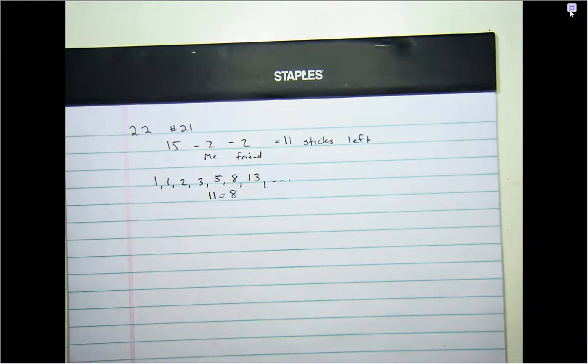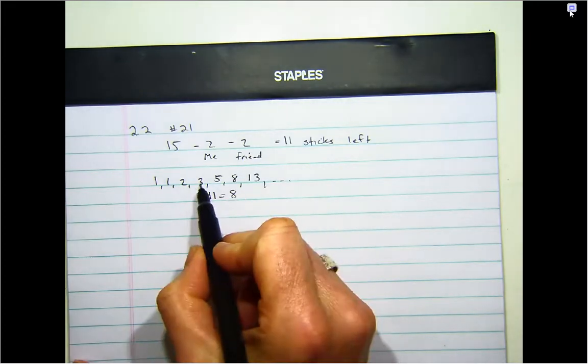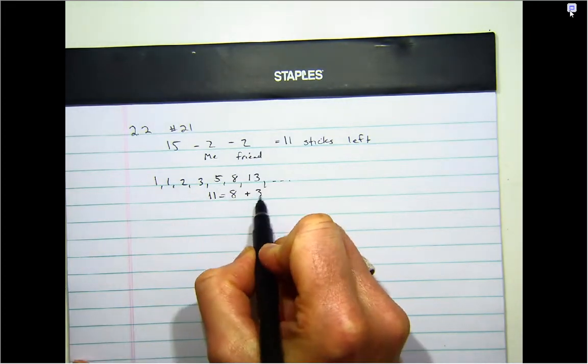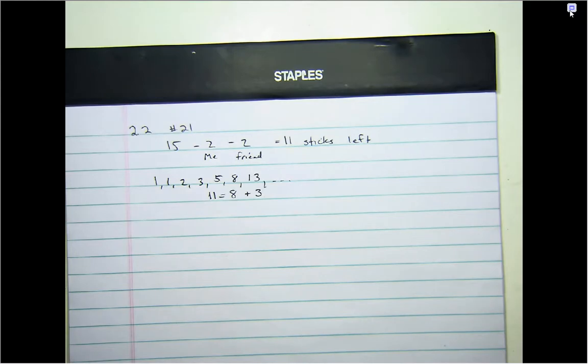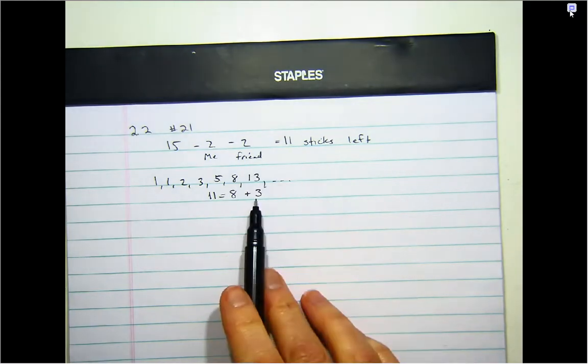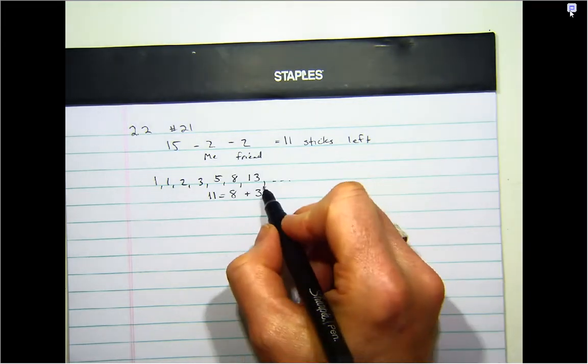11 minus 8 is 3. So I still have 3 more sticks to get. 3 is the next Fibonacci number too. So I'm going to say 3. So I've written the number of sticks left as a sum of non-consecutive Fibonacci numbers. Does anybody remember then how many I pick up once I've done that? Yes? 3. Good. Pick up the smallest number in your list.